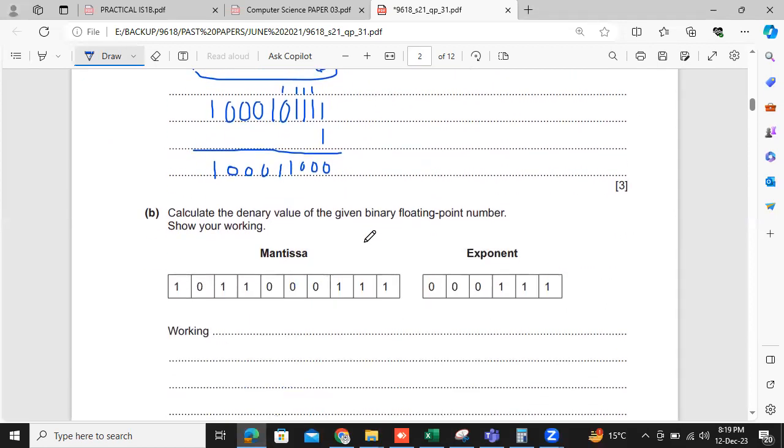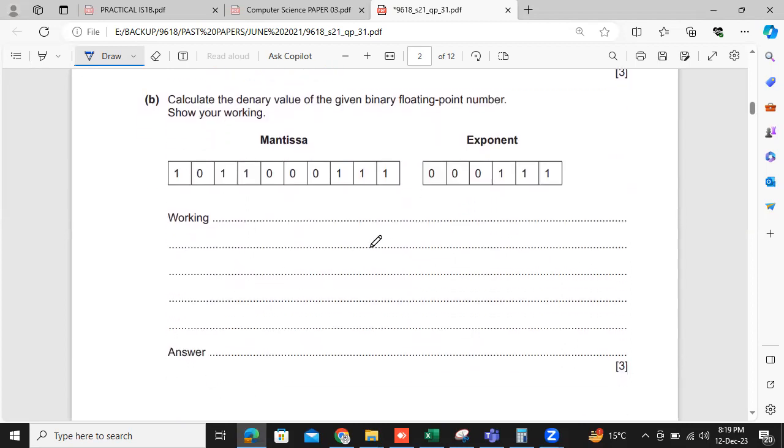Then it says calculate the denary value of the given binary floating point number, showing your working. So we need to find the denary value of this. Over here I have 1, 2, 4, which is actually 7. So this equals 7. I'm going to shift this. Initially I'll have it over here, so I'm going to shift it 7: 1, 2, 3, 4, 5, 6, 7. So I have my point over here.